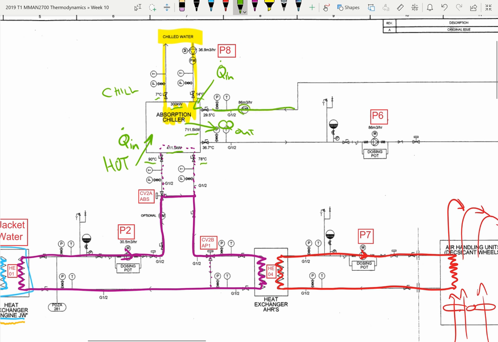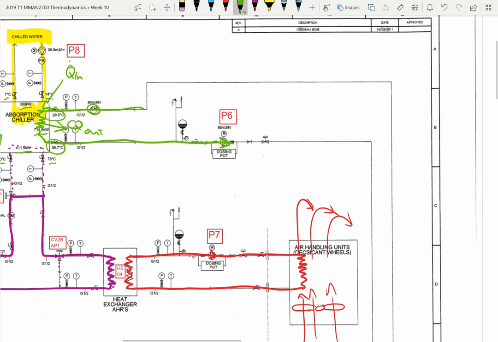This flow meter here is telling us that it's 86 meters cubed per hour. It's coming in, it's absorbing thermal energy, so it's coming in at 29.5 degrees C and leaving at 36.7 degrees C, so it's becoming hotter, so it's taking energy with it. And this is going out and out. Flow is being provided by this pump here.